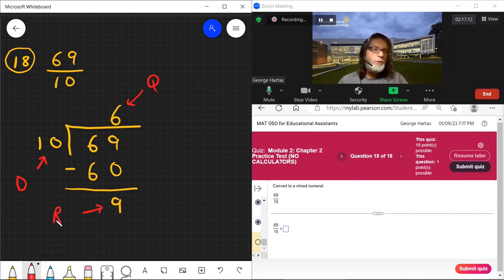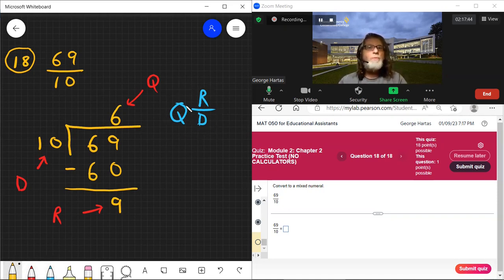The reason I'm showing you this is because sometimes it helps if you internalize this. Q, R, D. So this is a template of where these numbers are going to go. Okay, so this is the mixed number format. Q, quotient, R, remainder, D, divisor. All we got to do now is simply find the numbers and then put them in that spot.